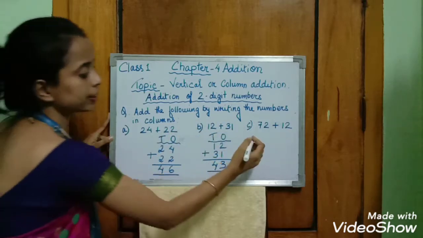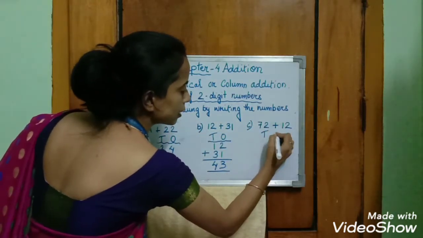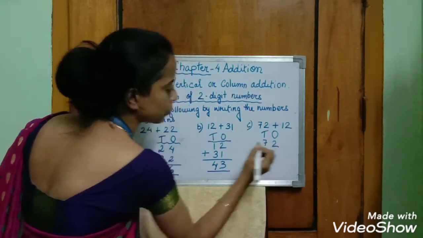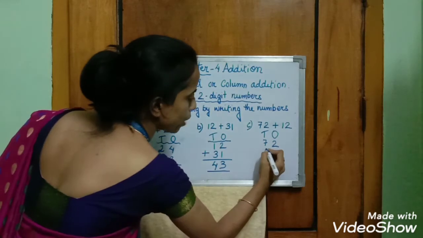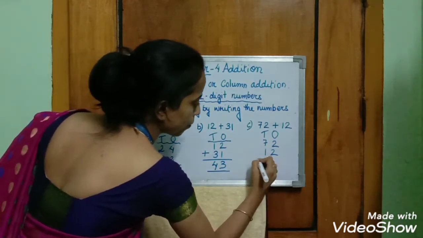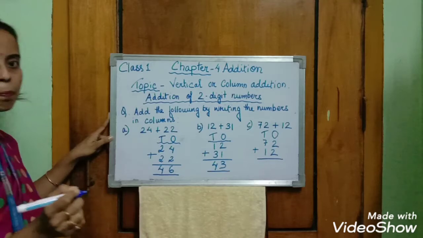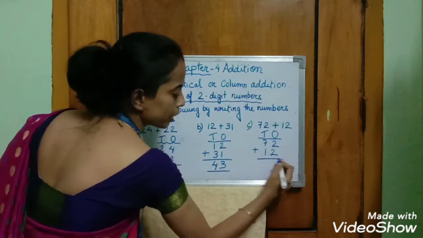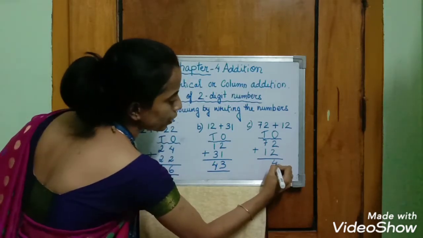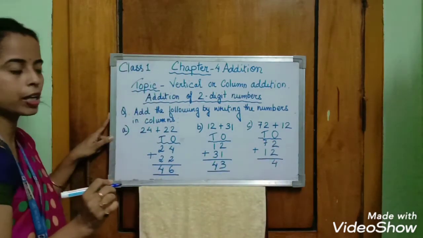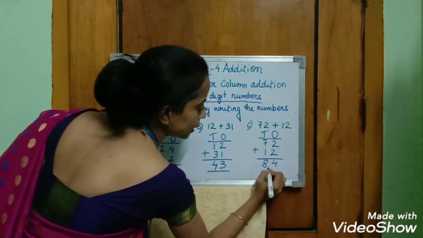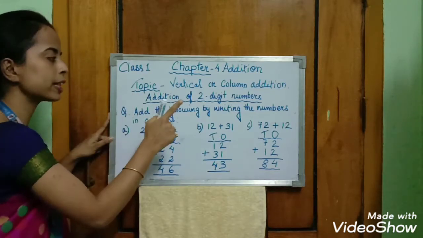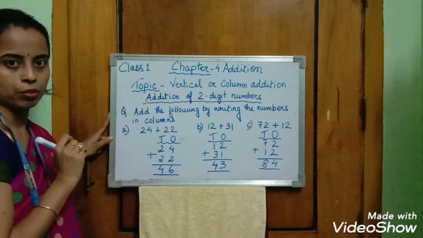Now number C. Again tens and ones. First 72, 7 in the tens place, 2 in the ones place. Then below 72 I will write 12, 1 in the tens place, 2 in the ones place. Now I will add it using the plus symbol. Ones place at first. 2 plus 2, how much children? It comes 4. Then 7 plus 1 comes 8. So the answer is 84. Clear?